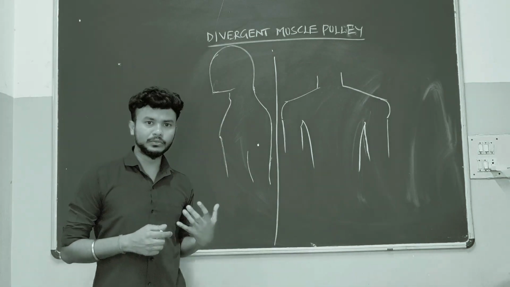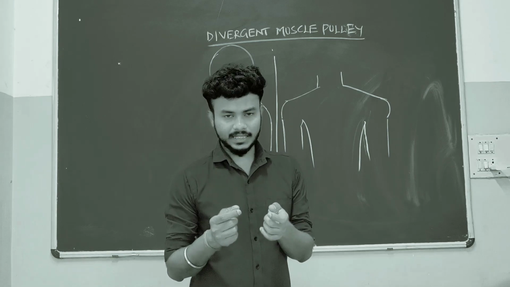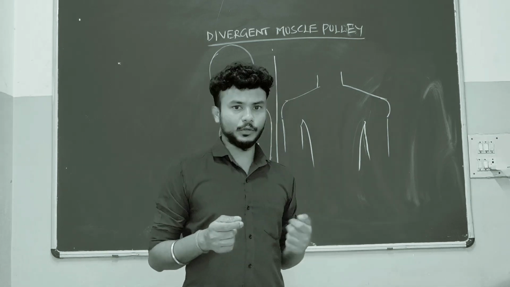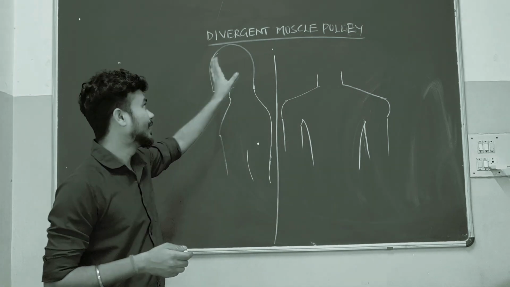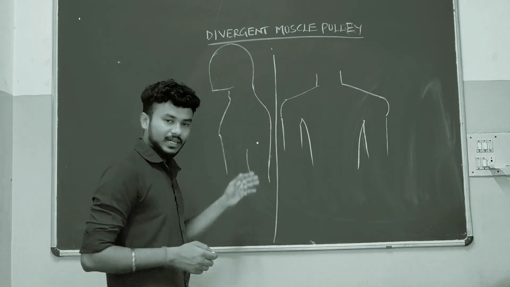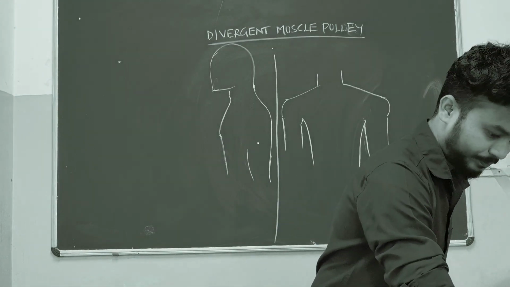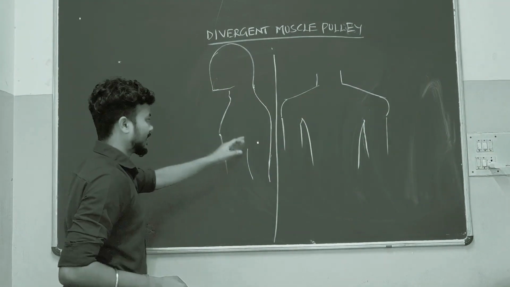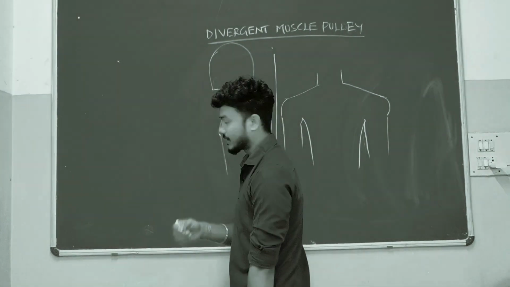It gives the information that if a muscle is contracting, how the action line will be produced, in which direction. That is nothing but a divergent muscle pulley. So first we will see the deltoid muscle as an example. Suppose we are seeing a person from the side.